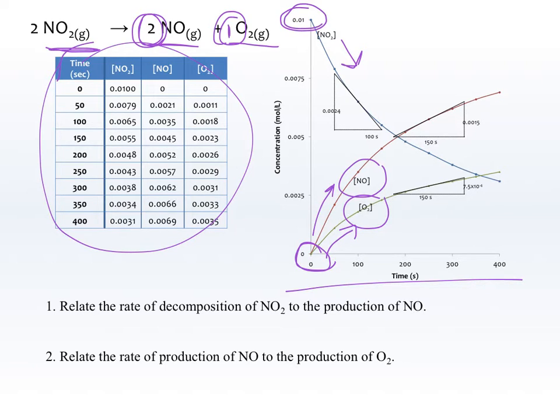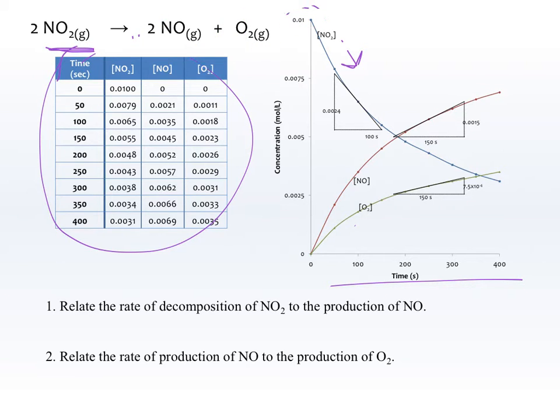So the first question we've got is, relate the rate of decomposition of NO2 to the production of NO. So I'm going to erase some of my markings here so it makes it easier to look at. So let's see. There are 2 moles of NO2 decomposed for every 2 moles of NO produced. So it looks like the rate of NO2 going away should be the same as the rate of NO being produced. Let's check how it looks in the chart.